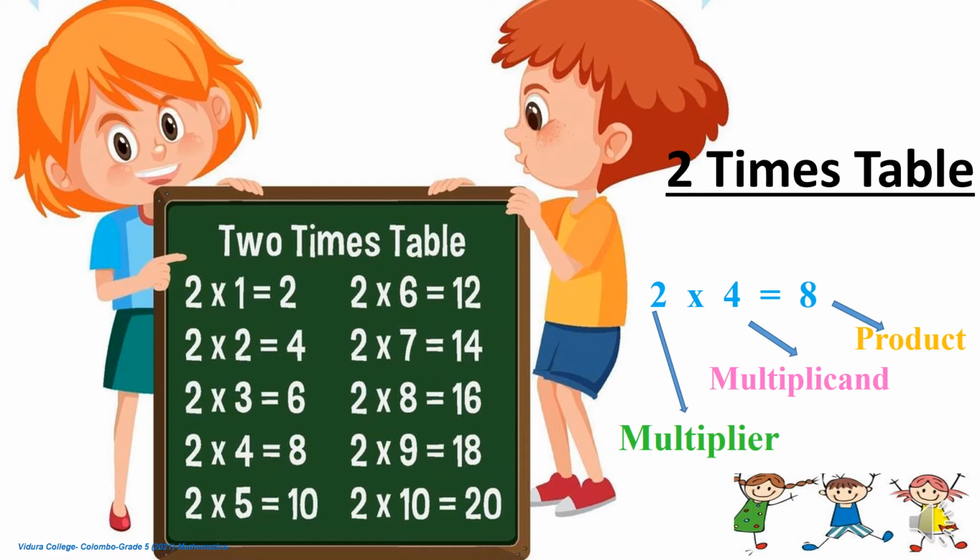So can you read the 2 times table? See the key points in the 2 times table. 2 times 2, 4. 2 times 5, 10. 2 times 10, 20. And all these numbers are even numbers. The products of the 2 times table are even numbers.